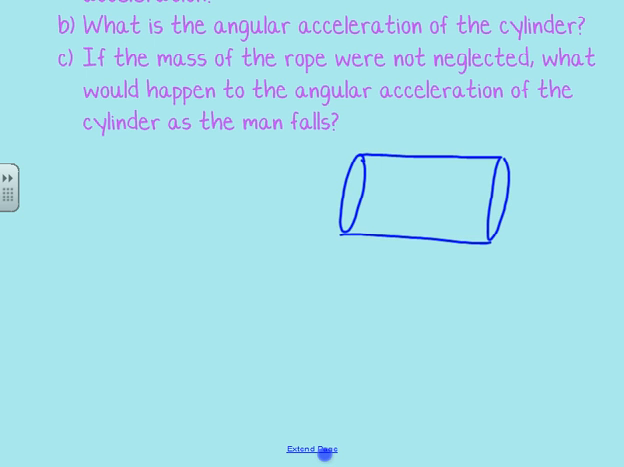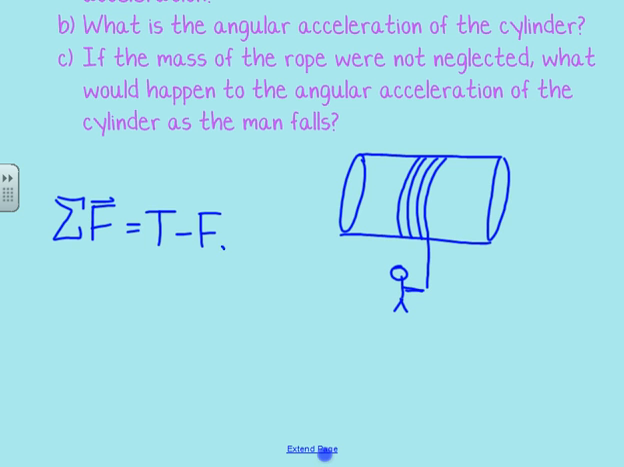So there's my cylinder. There's my coils of rope. And my man holding onto that coil of rope. Looking at the forces acting on the man, there are two forces acting on him. Tension is pulling him upward. Gravity is pulling downward. And those both equal mass times acceleration. In this case, the man is going to be accelerating downward, so his acceleration would be negative. I put the negative sign in there to indicate that.